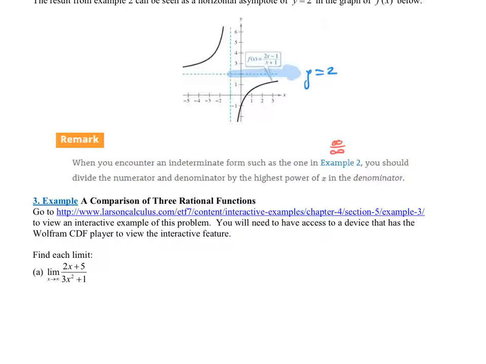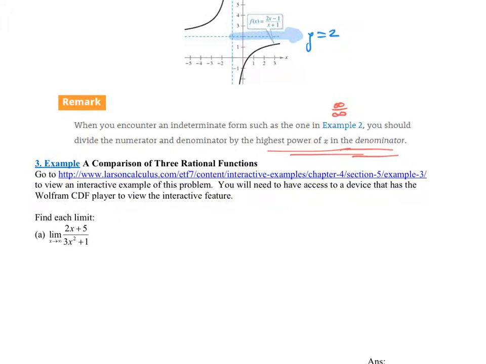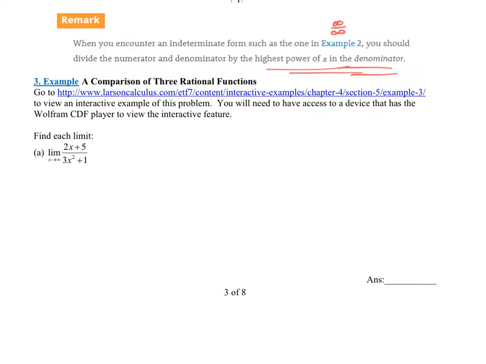You should divide the numerator and denominator by the highest power of x in the denominator. So that's what they're telling you to do. Anytime you have infinity over infinity, always divide by the highest power of x in the denominator. Actually, it works if you do it for the overall function, but always divide by the highest power of x in the denominator. Okay? So what's that going to do for us?